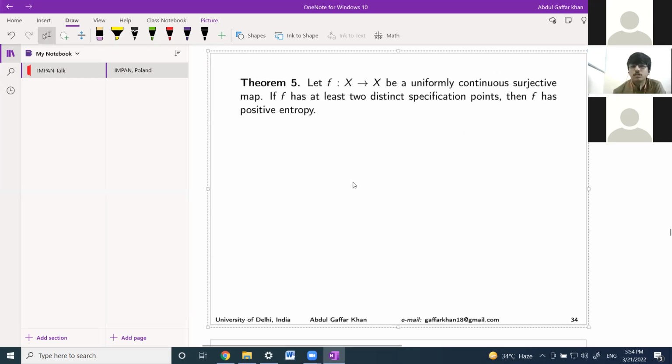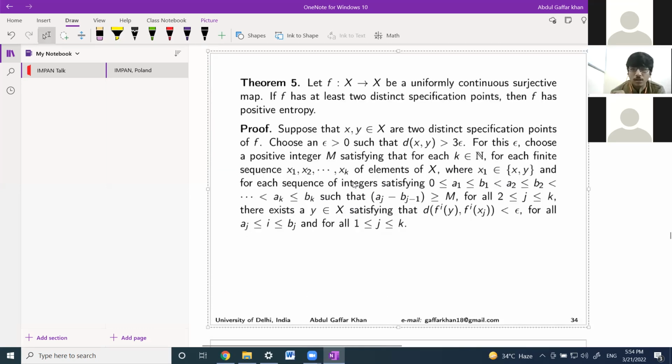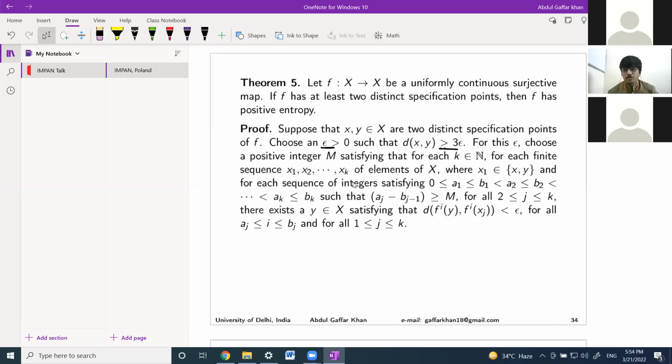To prove this fact, suppose that x and y are two distinct specification points, and for this choose an epsilon. The idea is to find sufficiently many distinct points so that the lower bound of the entropy can be calculated and turns out to be at least positive.